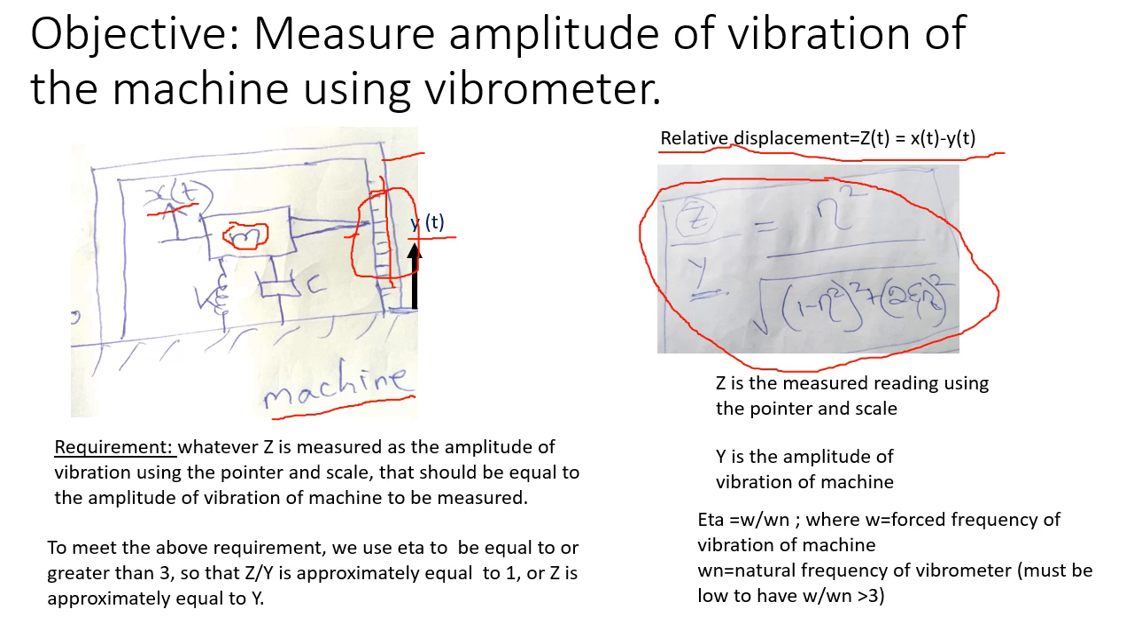So coming back to this vibration, this z is the measured reading, and y is the displacement of the machine vibration. If this measured reading should be equal to the amplitude of vibration of the machine, then what should z by y be equal to? It should be equal to 1. So this whole thing should be equal to 1: eta square by root of (1 minus eta square) whole square plus (2 zeta eta) whole square. When will this whole thing go to 1?